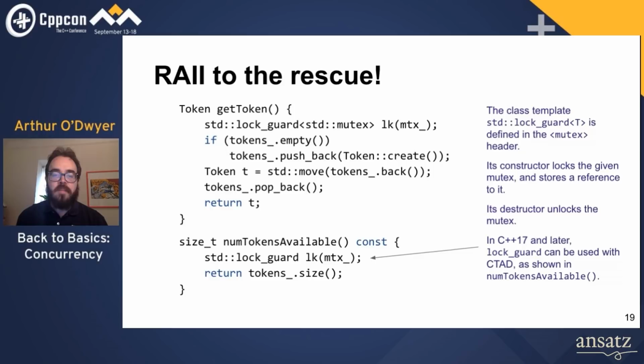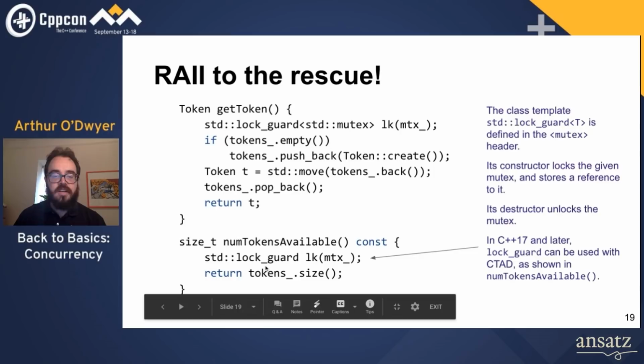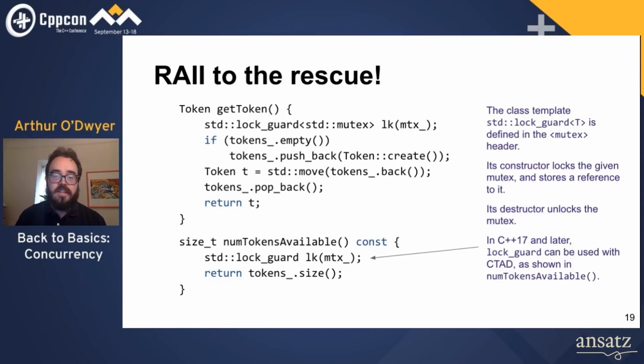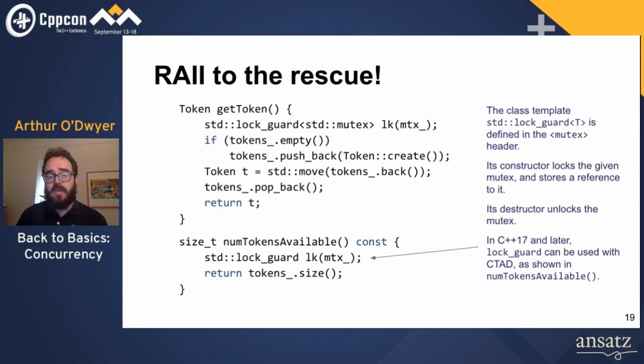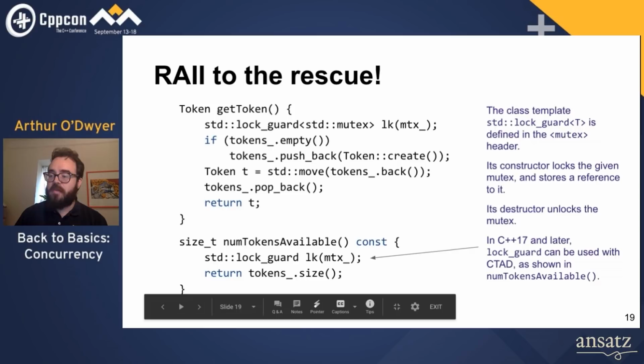Now, if pushback throws, the destructor for lock_guard will run and it will unlock the mutex, and I no longer have that exception safety bug. Also, that's a one-line fix for numTokensAvailable. I don't have to worry about where to put the lock and the unlock. I just define at the top of my function a local variable named lk of type lock_guard. Here I'm using the C++17 class template argument deduction, so I don't have to write mutex if I don't want to. This is one place where, even though I normally hate CTAD, I might say maybe it's okay. So we lock the mutex, we return the tokens size, and at the closing curly brace, we destroy the lock guard, and that unlocks our mutex.